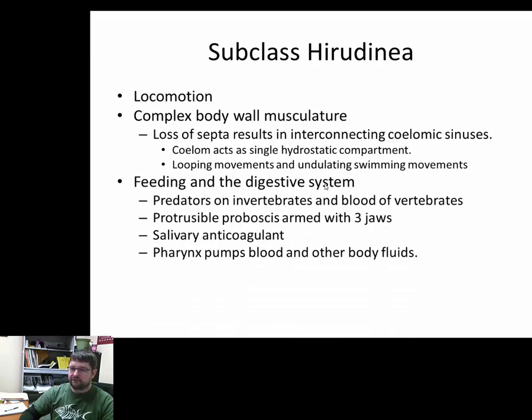Feeding and digestion. Again, they prey mainly upon the blood of vertebrates, but they will consume some invertebrate material. They have that proboscis, which I talked about before, which has kind of a 3-jaw system or biting mouth parts, which will allow them to penetrate the flesh of the organism. They're going to pump in anticoagulant material, so their saliva is anticoagulant, and then they suck out the body fluids, and they pump that material into their body.